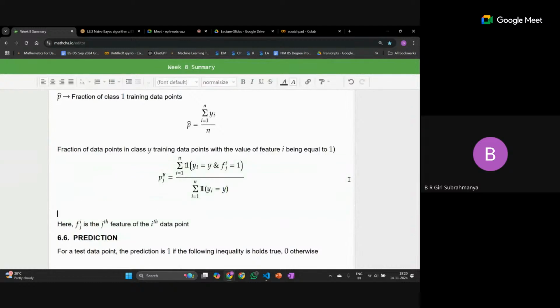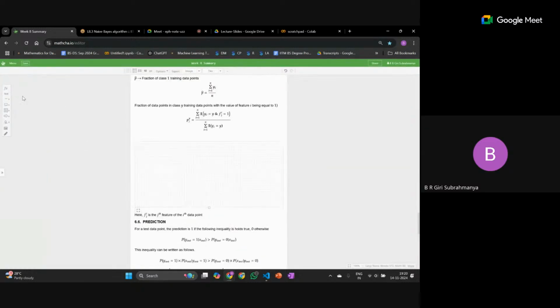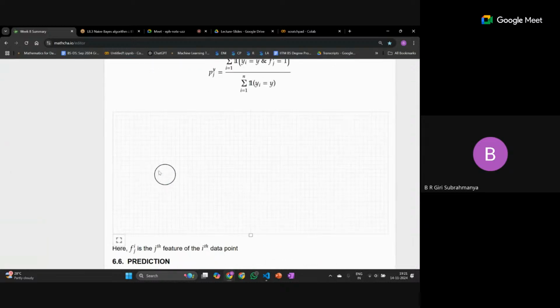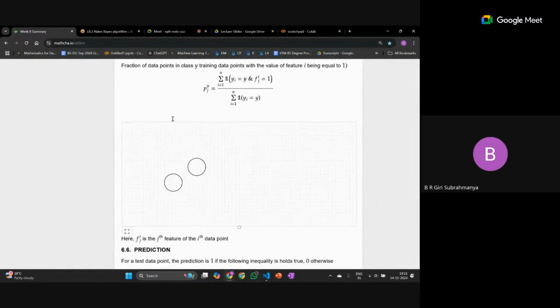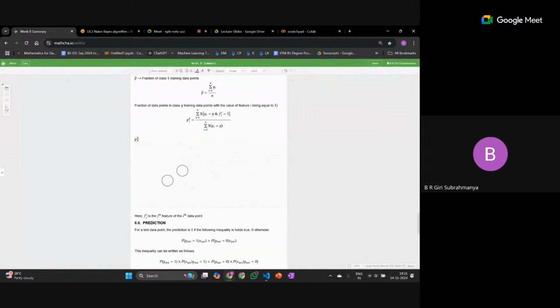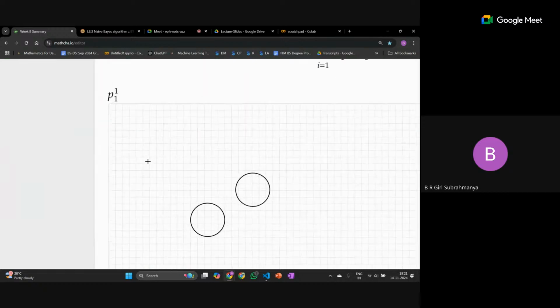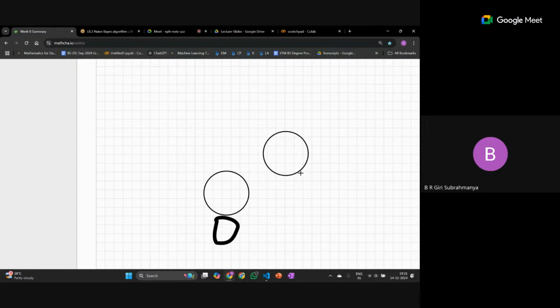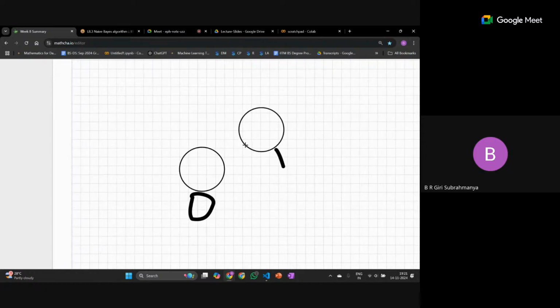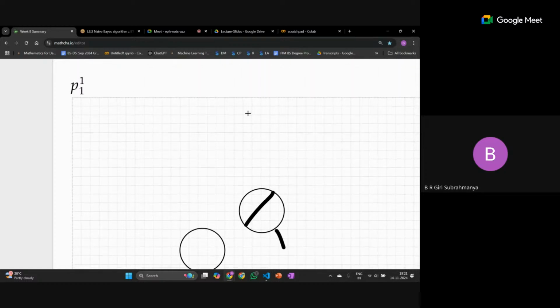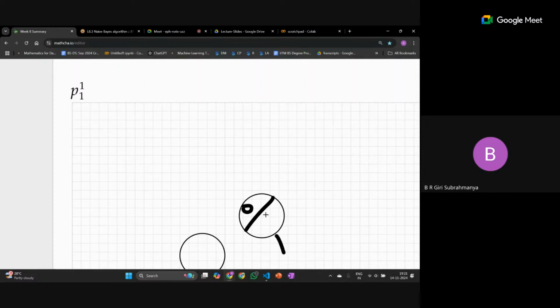Once again, maybe I can put this in a diagram. Let's say these are the set of all the data points with label 1, and this is the set of all the data points with label 0. Now let's say you want to estimate P11. This is the set of all the data points with label 0, this with label 1. Now among label 1 itself, for some data points feature 1 will be 0, and for some data points the feature will be 1.